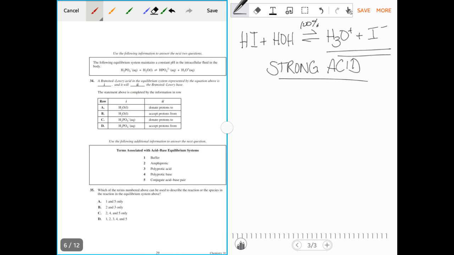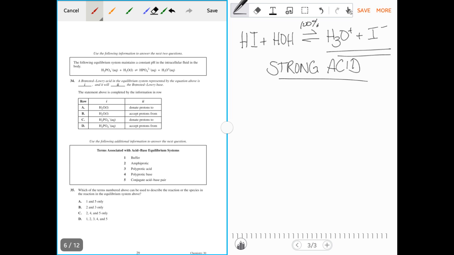All right, so those ones are a bit faster, so let's keep on plugging away here. Question number 34 says, the following equilibrium system maintains a constant pH in the intercellular fluid in the body. The Bronsted-Lowry acid in the equilibrium system represented above is blank, and it will donate protons to the base.